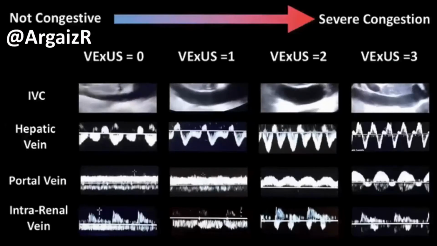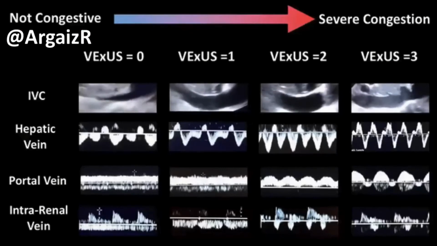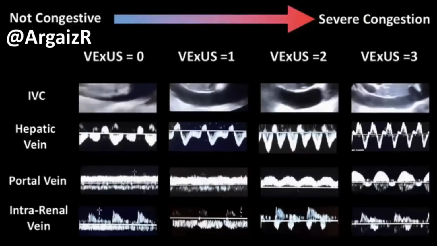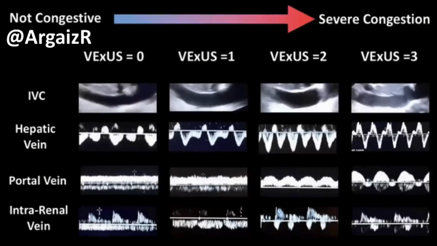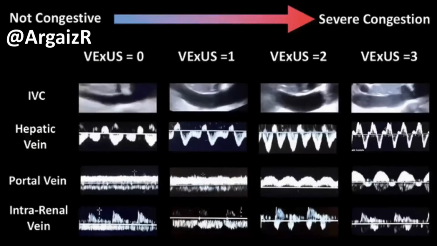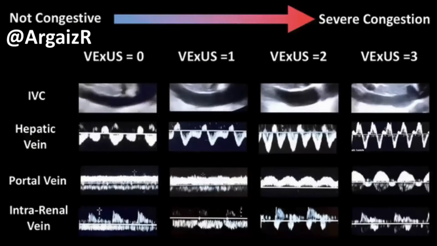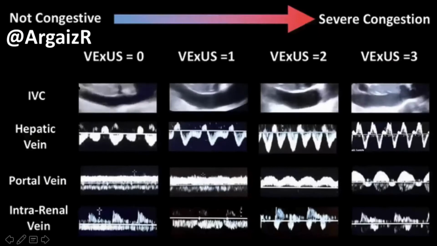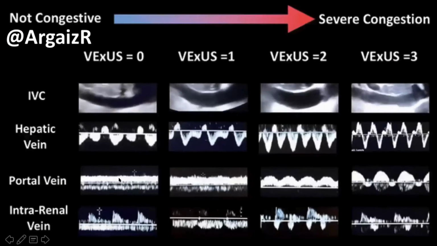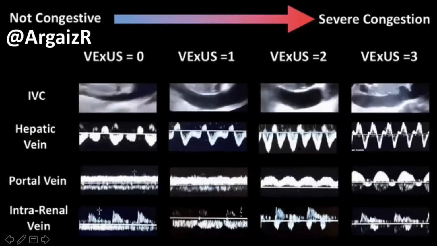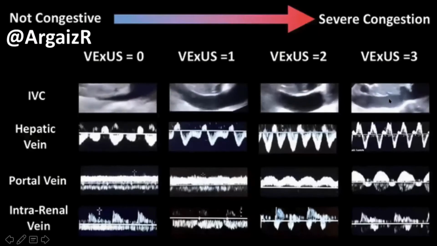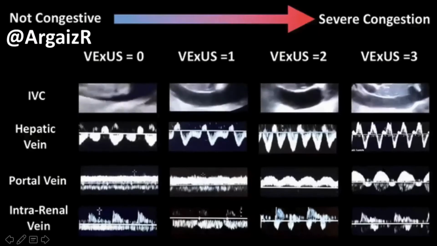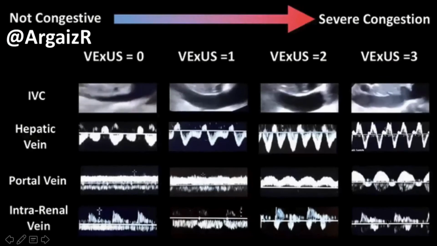So you can use multi-organ assessment, now that we've seen the IVC, the hepatic vein, the portal vein, and the intra-renal vein, to create a more specific score of venous congestion. We have called this the VExUS score, or the venous excess ultrasound score. You can go all the way from 0, where there's a normal IVC and normal flow patterns in the hepatic, portal, and intra-renal veins, all the way to VExUS 3, where we have a plethoric IVC and severe alterations in the flow patterns of the hepatic, the portal, and the intra-renal vein.